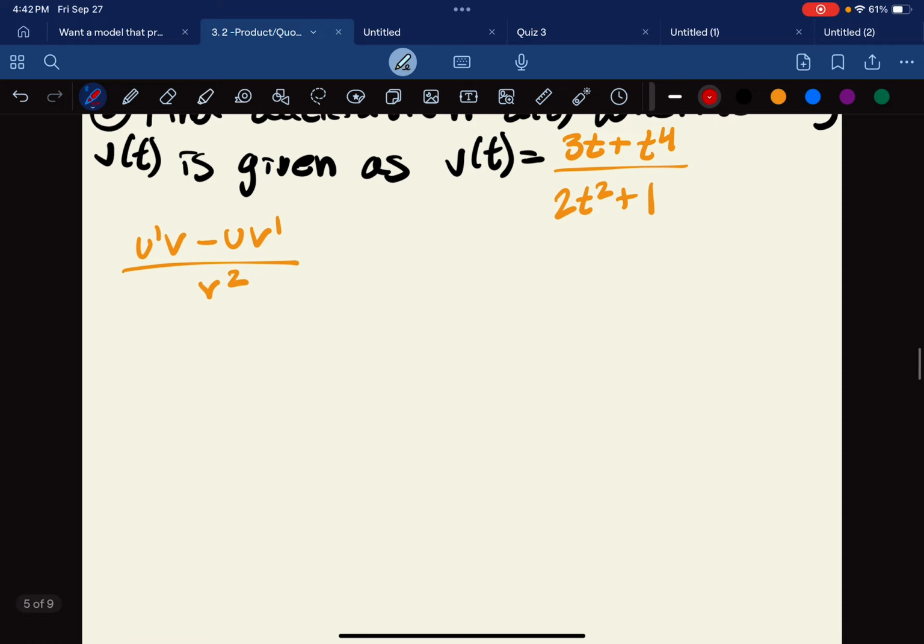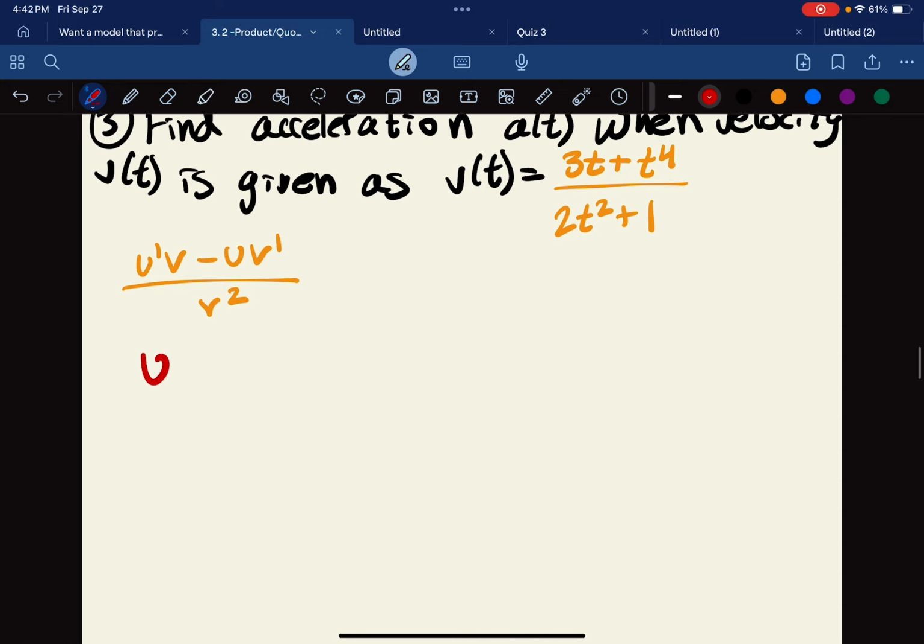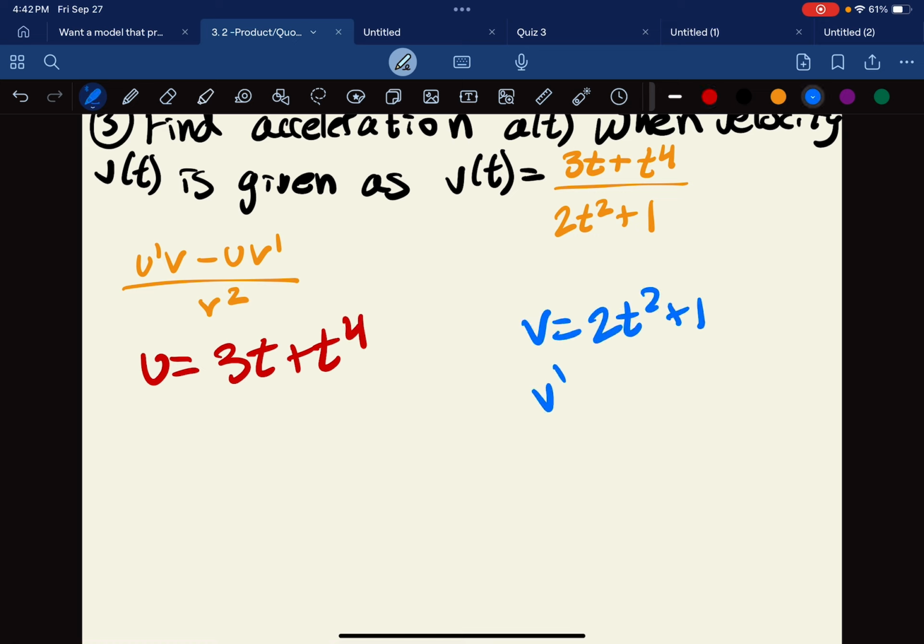So u is always what's in our numerator. So that's 3t plus t to the 4th power. V is always what's in our denominator, 2t squared plus 1. The derivative of 2t squared plus 1 is just 4t, right, because that's power rule, and then the derivative of 1 is just 0. And then for u, the derivative of 3t is just 3, and the derivative of t to the 4th power is a power rule problem, where that 4 comes down, and then we drop the power by 1. So then we just plug this into the quotient rule formula.